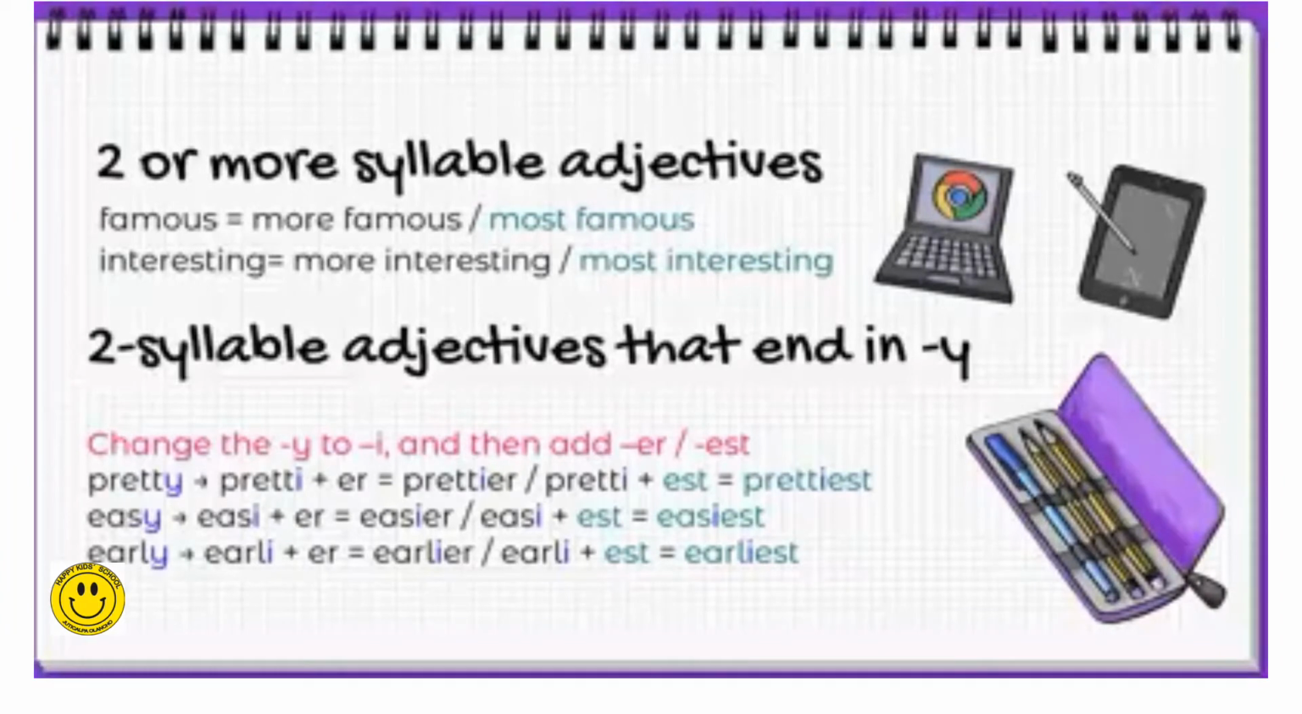Now there are some exceptions, all right? When we have two-syllable adjectives that end in Y, we have to change the Y to I and then add -er or -est. Take a look at the first one, pretty. It ends in Y, so we have to change the Y to I and then add -er or -est. Prettier, prettiest, with an I instead of a Y. And we do the same for easy and early and so many other adjectives ending in Y that have two syllables.